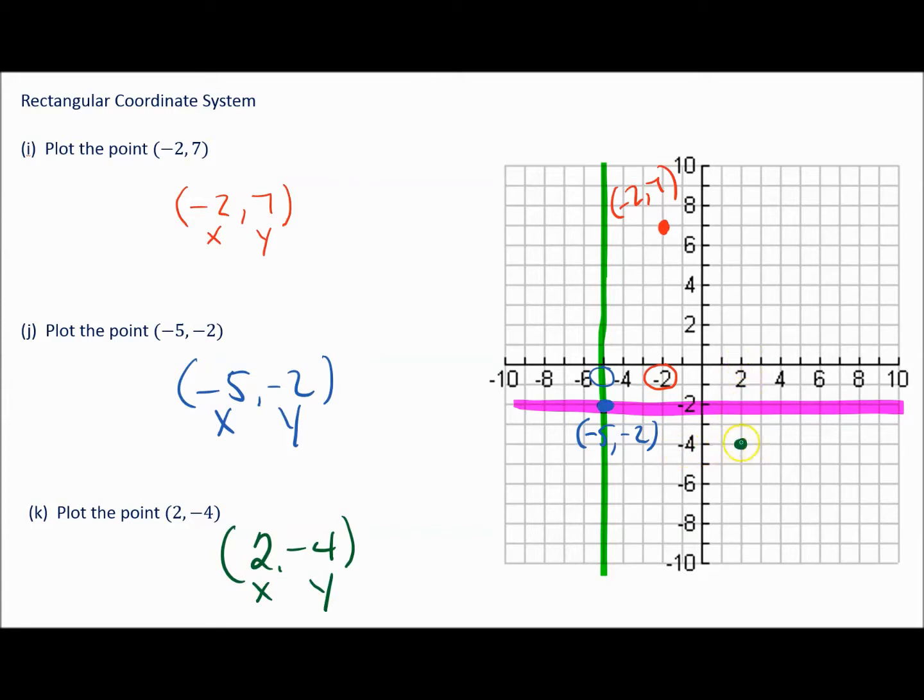And to the left is y is -4. And the intersection of those is your answer. So this is the point 2, -4. So to plot any point, you have to have both an x and a y value.